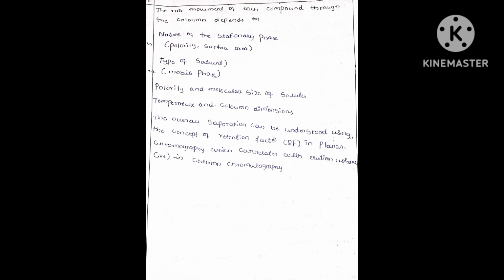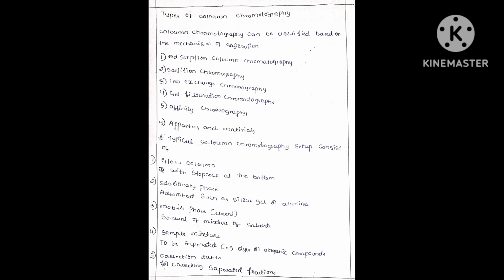in column chromatography. Types of column chromatography. Chromatography can be classified based on the mechanism of separation. First one, adsorption column chromatography. Second one, partition chromatography. Third one, ion exchange chromatography. Fourth one, gel filtration chromatography. Fifth one, affinity chromatography.